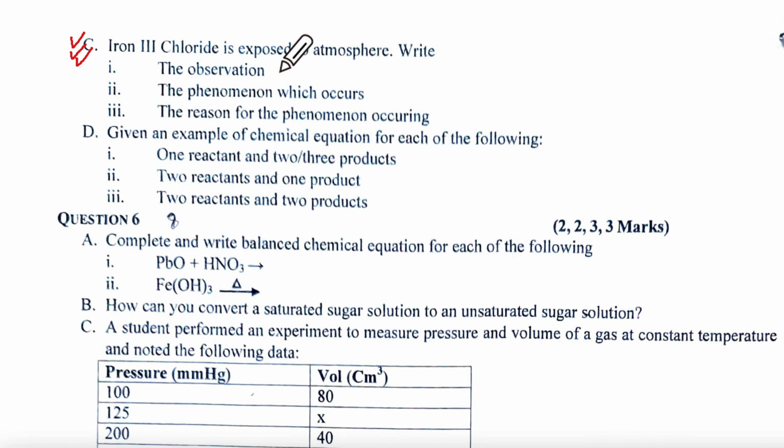What is going to be the observation? What kind of substance is it? Check efflorescent substances, check deliquescent substances. Is it there in the list? Deliquescent. What does deliquescent mean? On exposure to the atmosphere, it absorbs moisture from the atmosphere and dissolves in it. Very good. So for the observation, remember, iron 3 chloride, I told you, is a yellowish brown solid.